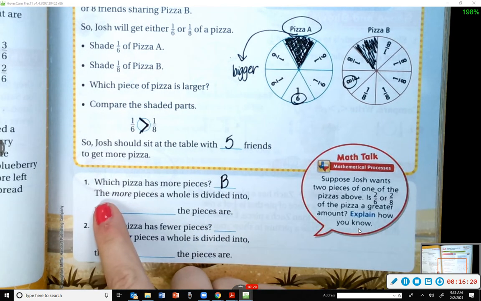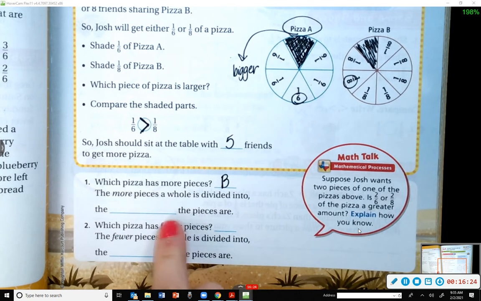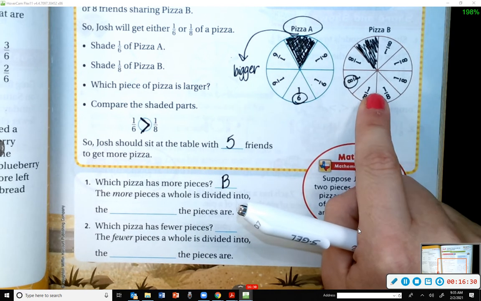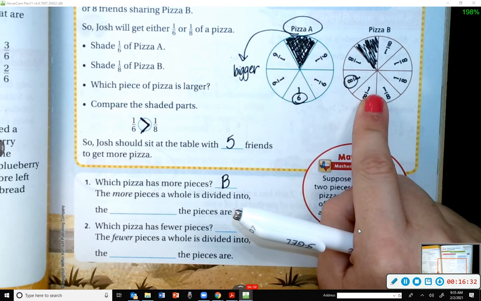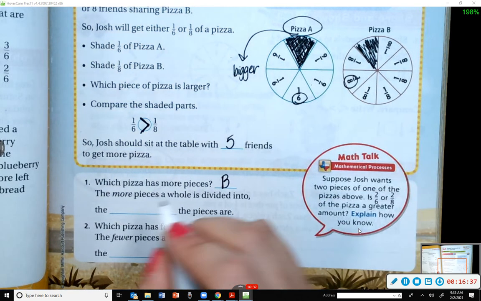Okay. So the more pieces a whole is divided into, the blank the pieces are. What do you think goes there? The more pieces I've divided it into, bigger or smaller? Smaller. The smaller the pieces are.